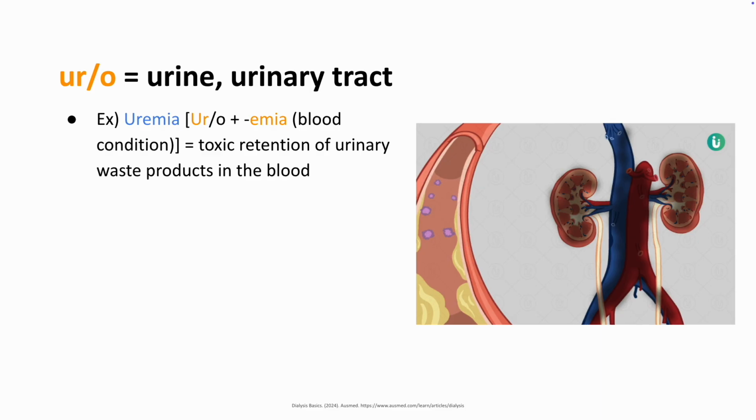Uro is a combining form for urine or urinary tract. So uremia is one example. Uro plus emia. If you remember, it's like a disease or condition involving blood. So uremia is toxic retention of urinary waste products in the blood. So when the kidney is not able to properly filter out the waste, uremia can happen. I think that diagram colored everything black, as in the kidney is not working.